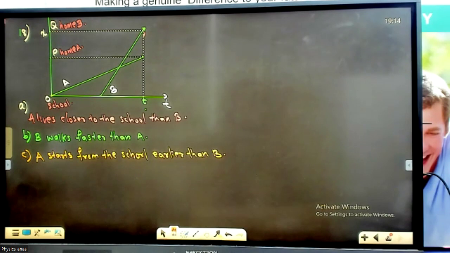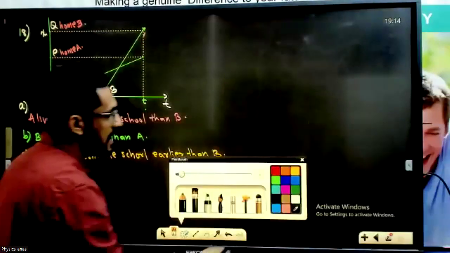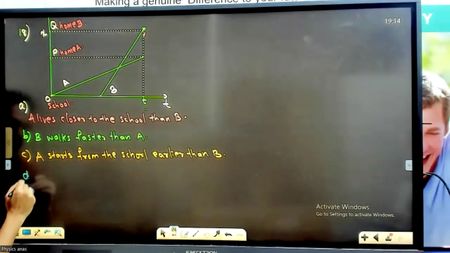That's the answer. Then look at question number D. What is question number D?